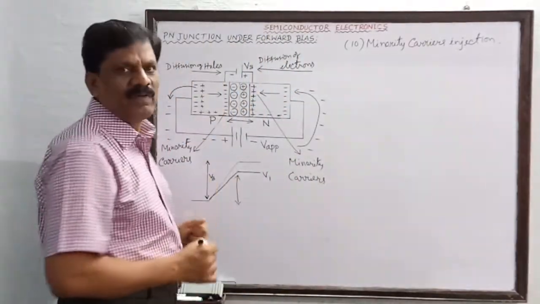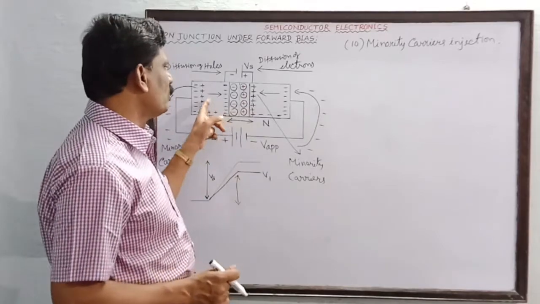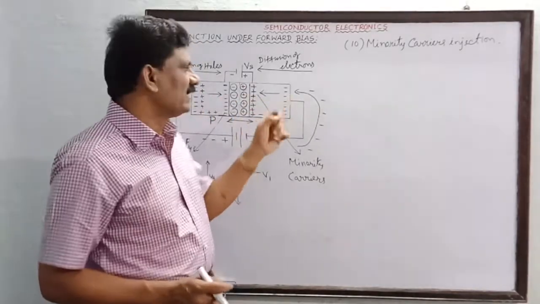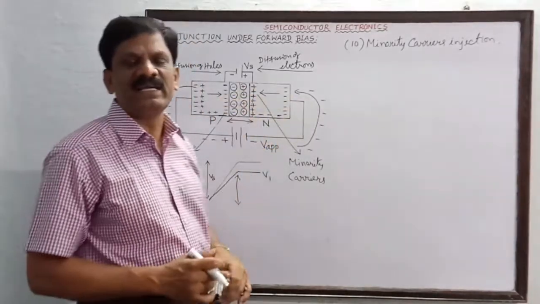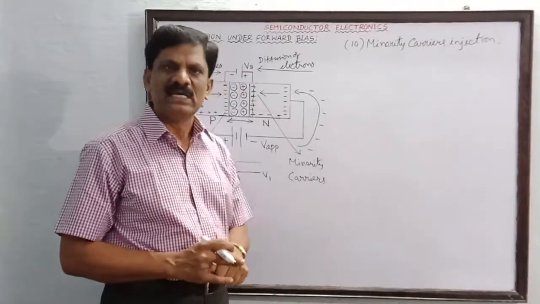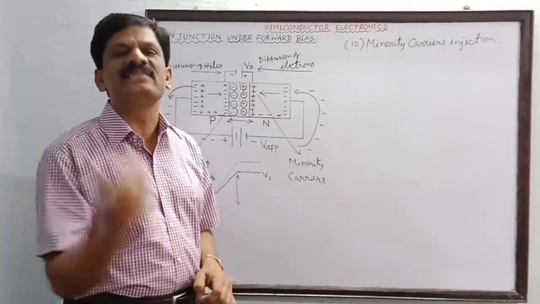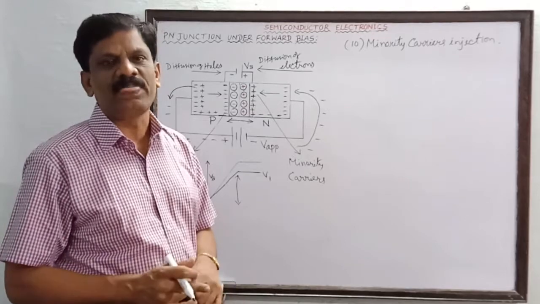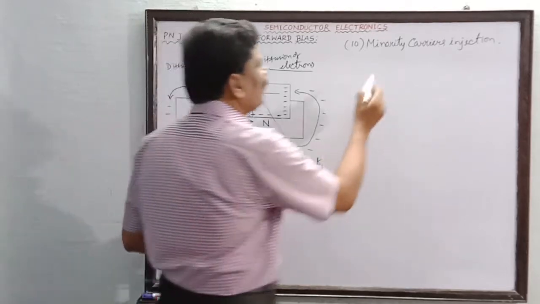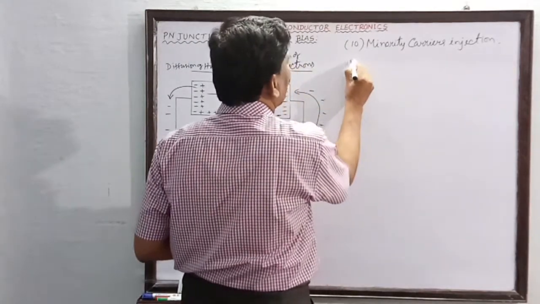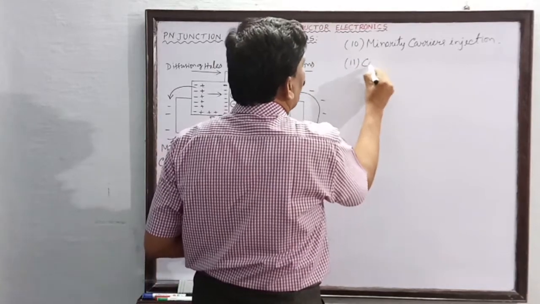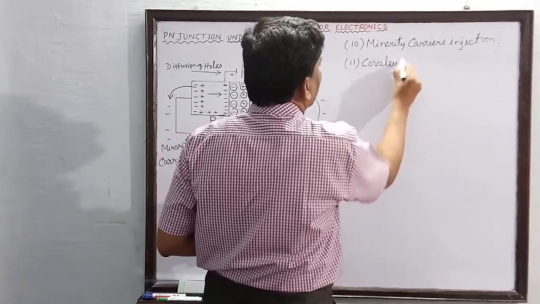Due to the breakage of covalent bonds, some holes are released. These holes will diffuse towards the junction, and these electrons will diffuse in a direction opposite to that of the holes. This will give rise to a diffusion current. Okay, students? So first of all, minority carrier injections will take place. After that, covalent bonds will break.